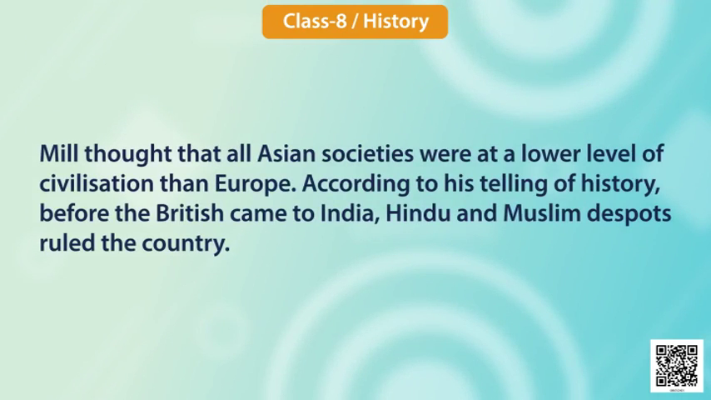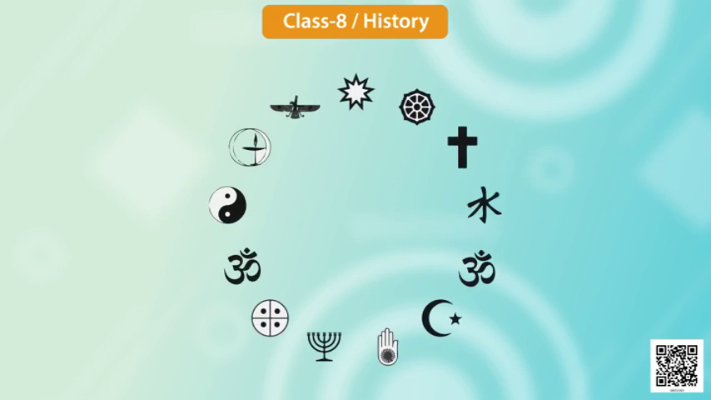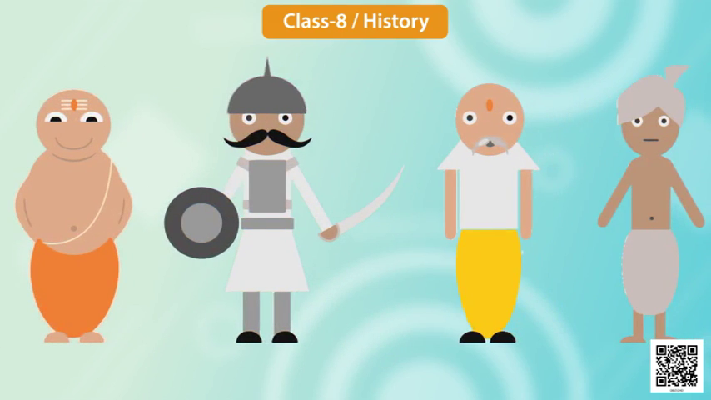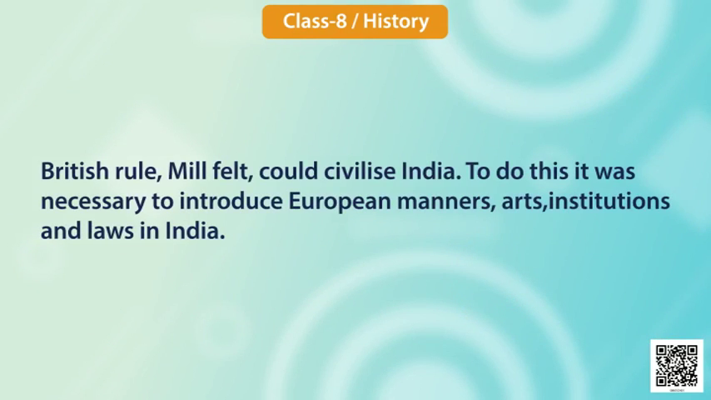Mill thought that all Asian societies were at a lower level of civilization than Europe. According to his telling of the history, before the British came to India, Hindu and Muslim despots ruled the country. Religious intolerance, caste taboos, and superstitious practices dominated social life. British rule, Mill felt, could civilize India. To do this, it was necessary to introduce European manners, arts, institutions, and laws in India.